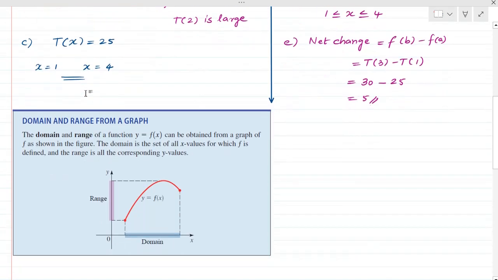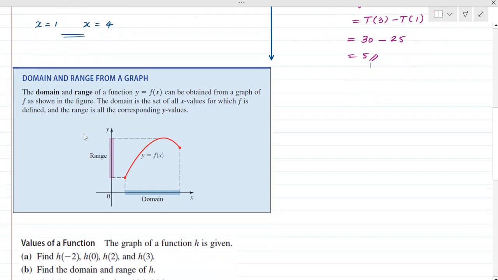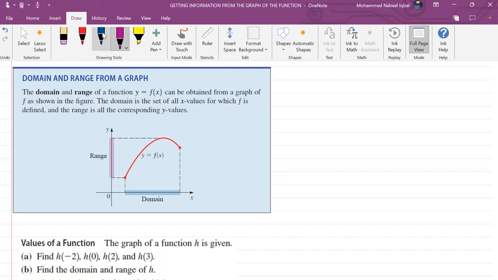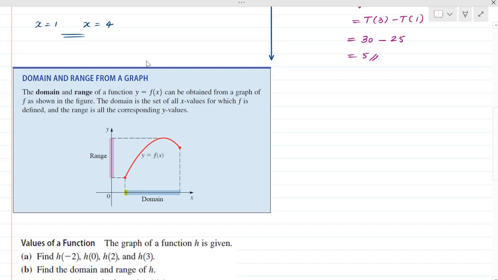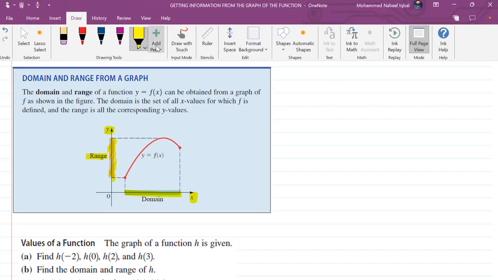Now, the next one is the domain and the range. What is the domain and range? The domain is nothing but all the values of x. All the values of x we call a domain, the x value. Whereas the y value is the range. So this spot is the range. So let us start with the problem.